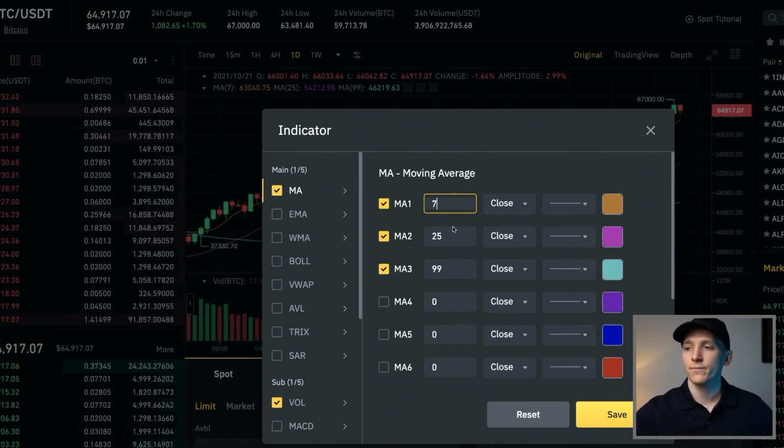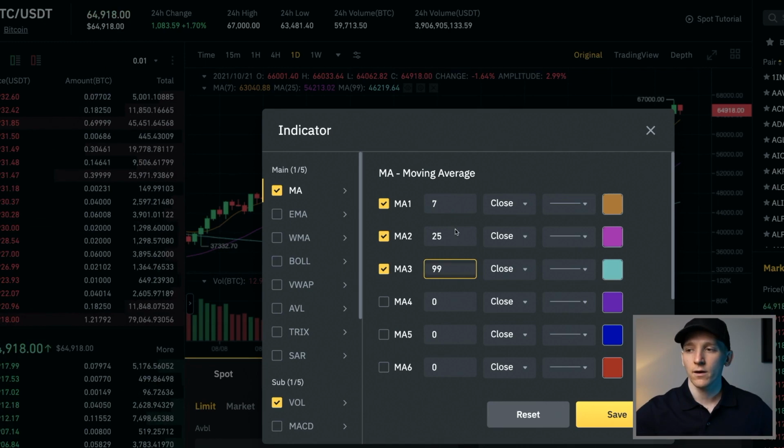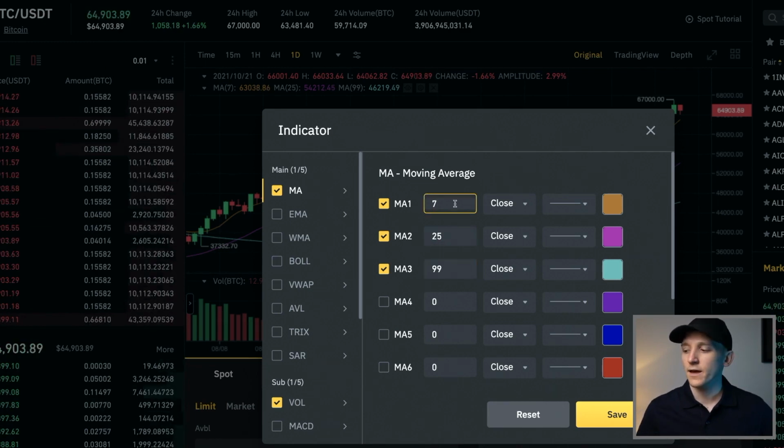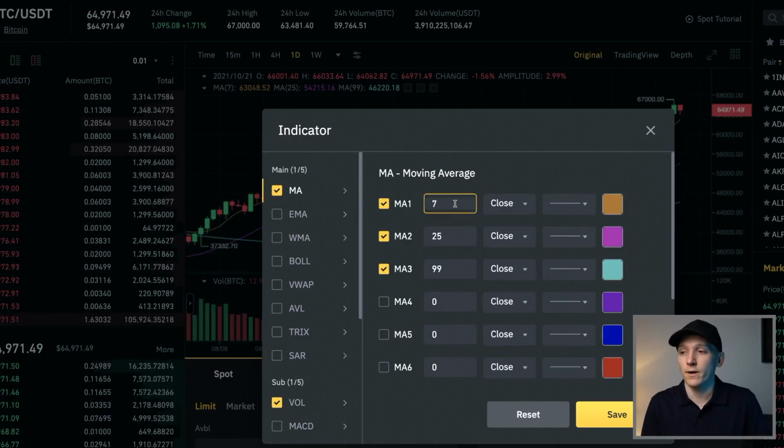Binance gives me 7, 25, and 99 as standard. So the 7-day, I would not personally use with investing. It just doesn't tell me much. I know what a 7-day moving average is, but it doesn't tell me much over the long term about where prices are. But if you're a trader, you might want to use this.